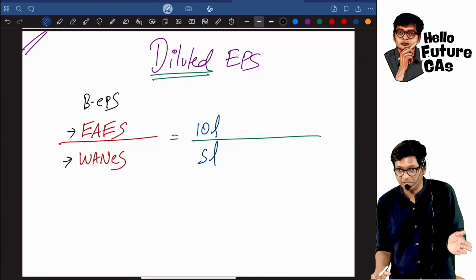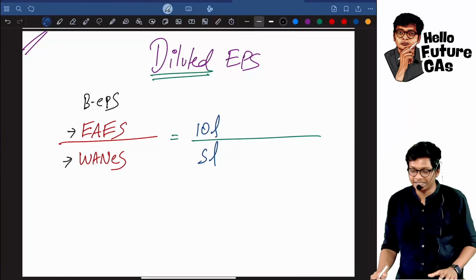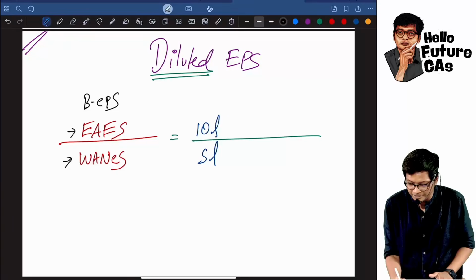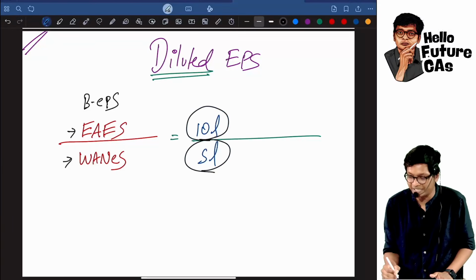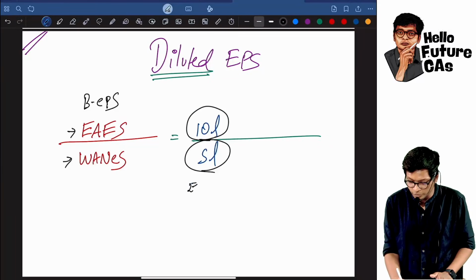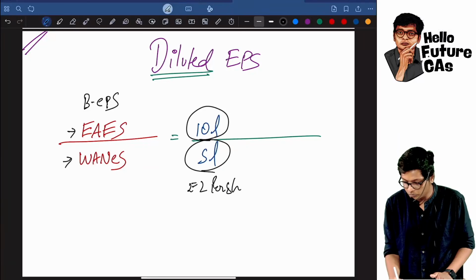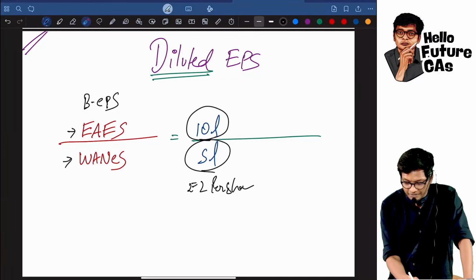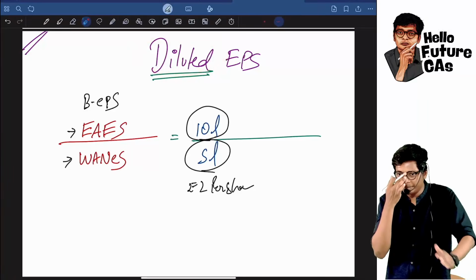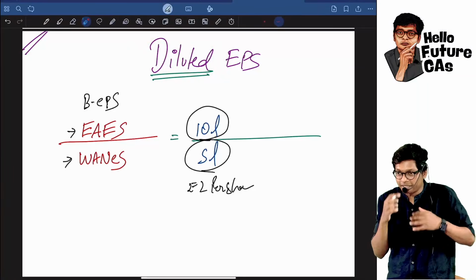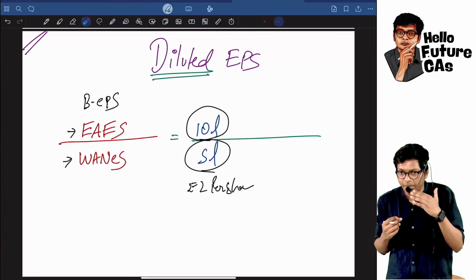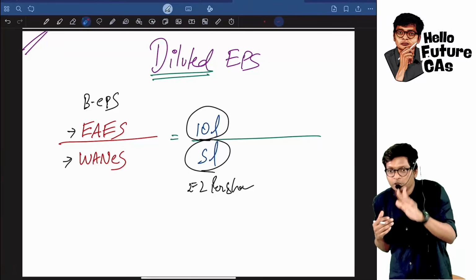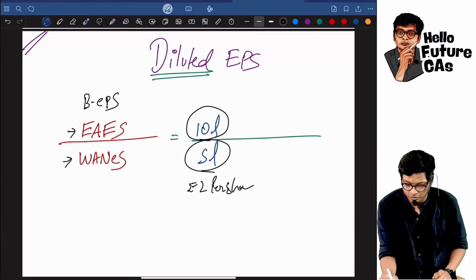Now coming to diluted EPS, let me give an example for you to understand this better. Let's assume for basic EPS my net profit is 10 lakhs, my number of shares is 5 lakhs, so EPS is going to be rupees 2 per share. Now, sir, what do you mean by the word diluted? Diluted means I am computing the EPS for the future, because I know it is going to reduce. Sir, why is it going to reduce?